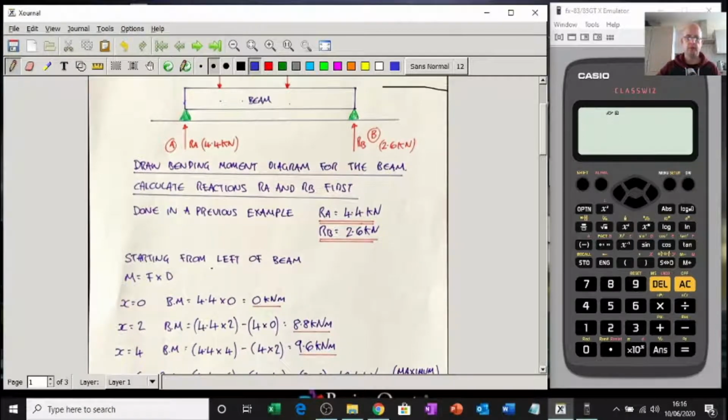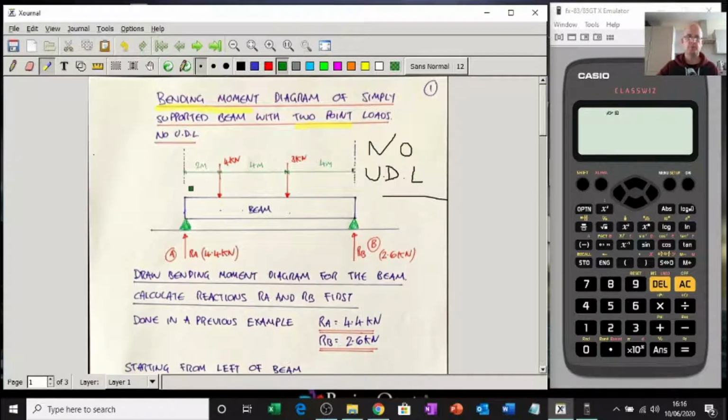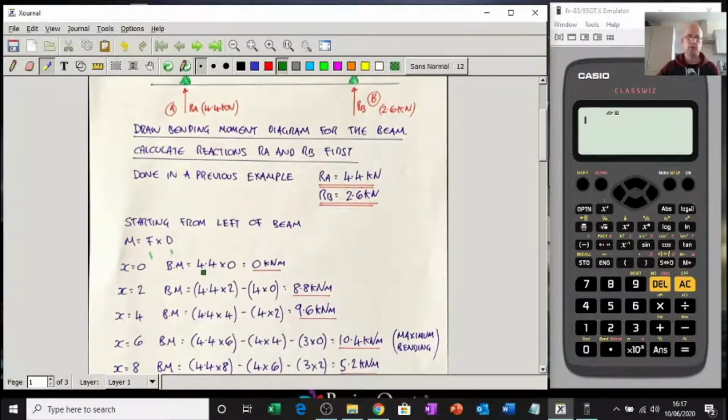So, starting from the left, let me get a highlighter. Let's use green because it's better for the environment. Starting from the left of the beam, so moment is force times distance. So all I'm looking at is force and distance. Starting from the left, so when I'm here, what can I see? Force times distance. Obviously, I can see a force, which is 4.4. My distance, I'm x equals 0. So my distance is going to be 0. So 4.4 times 0 gives me 0. So that's a good start.